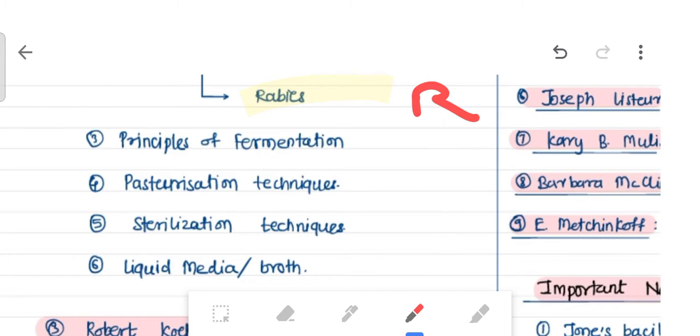Second, the hot air oven and the autoclave were also identified by Louis Pasteur. The hot air oven temperature is 160 degrees for 2 hours, and the autoclave temperature is 121 degrees for 15 minutes at 15 pounds per square inch pressure. Then the germ theory, the sterilization technique and liquid media.